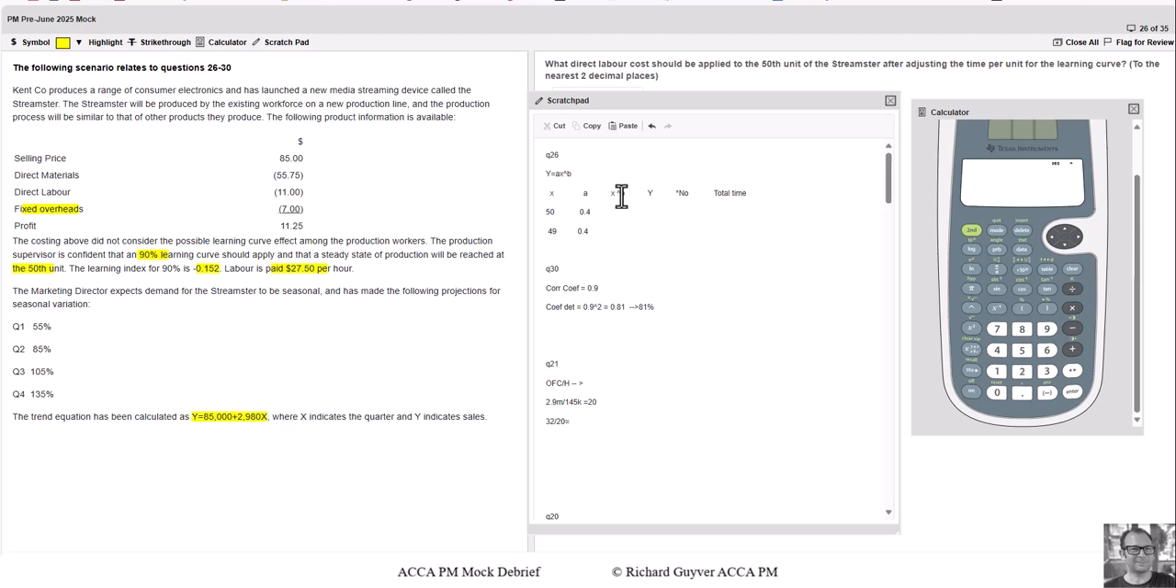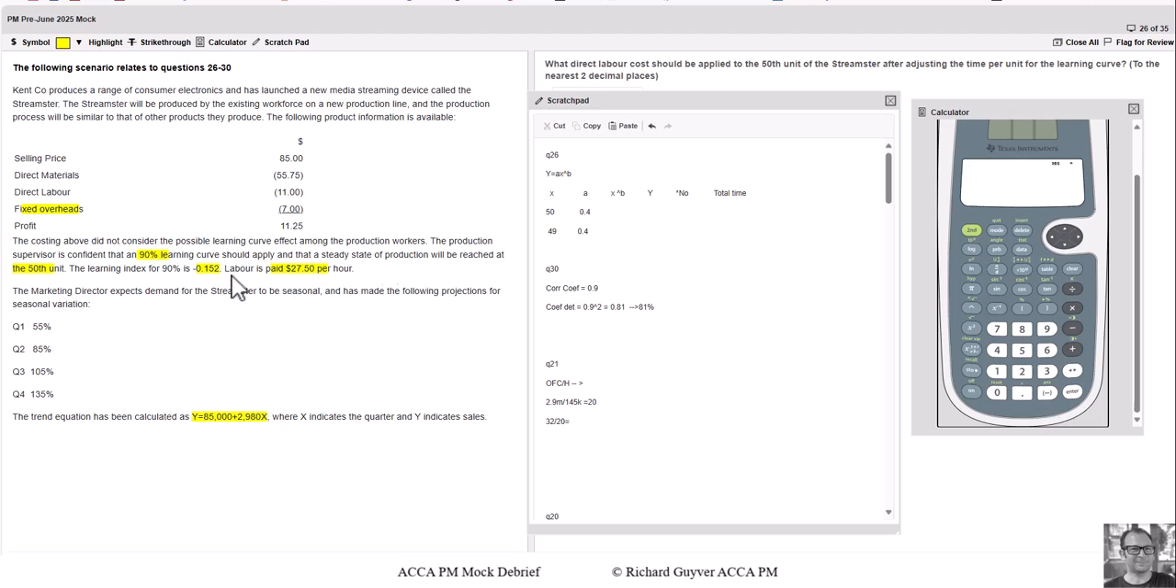Next I need x to the b. Well, we're told b is minus 0.152. For my top row, x is 50. Now this is one of the frustrating things about this calculator, is I don't think you can do this calculation in a very simple way. Normally I would do 50 to the power of minus 0.152, but I think it never likes it. Yeah. So the workaround is, either you have a separate calculator, or you just have to remember a little bit of the maths here.